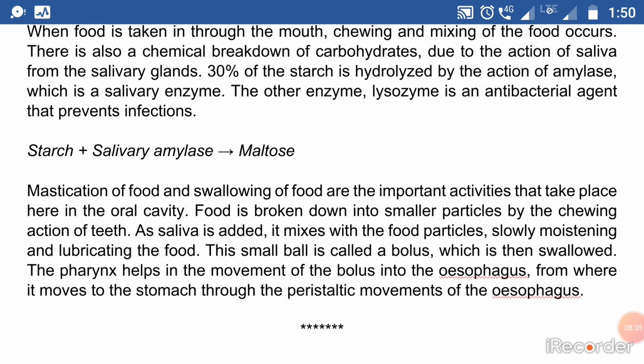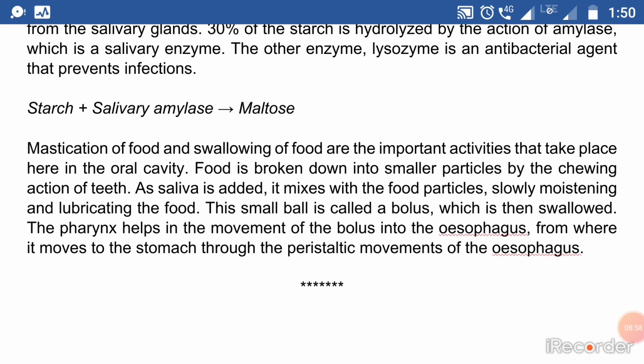Mastication of food and swallowing of food are the important activities that take place here in the oral cavity. Food is broken down into smaller particles by the chewing action of the teeth. As saliva is added, it mixes with the food particles, slowly moistening and lubricating the food.